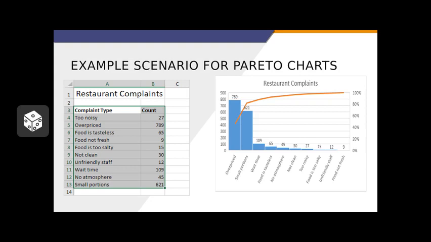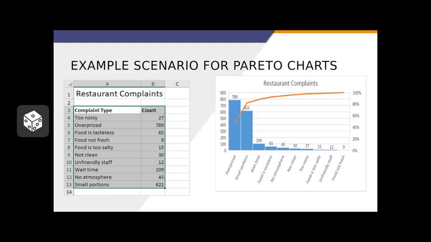So the complaint type, which would equal the category, is first: too noisy, overpriced, food is tasteless, food not fresh, food is too salty, not clean, unfriendly staff, wait time, no atmosphere, and small portions. As you can see in the Pareto chart, all these categories are listed. Remember, when you are drawing a bar chart within the Pareto chart, you have to draw the bar with the highest number of occurrences at the far left and label the category.